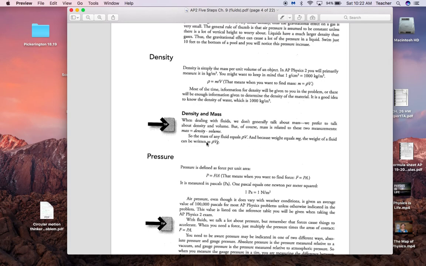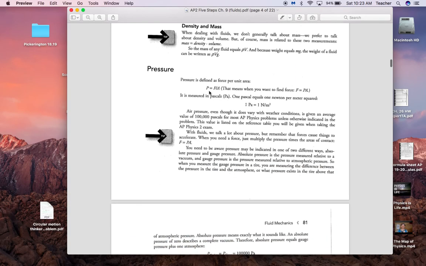So at a particular depth, one way you could think about the mass of an object or of a liquid is mg, right, the weight of the liquid. The weight of a fluid is rho Vg. Why? Because rho times V is equal to the mass, and that's just a rearrangement of the density formula.